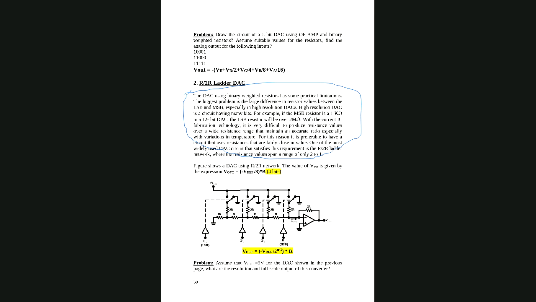So for example, assume I have a 12-bit DAC. Up till now we have seen 5-bit DAC, but with 12-bit, if the MSB resistor is 1 kilo ohm, the LSB will be more than 2 mega ohm. With current IC fabrication technology, it is very difficult to produce resistance values over a wide range that maintain an accurate ratio, especially with temperature variation, because when the temperature changes, resistance also changes. One resistance is 1 kilo and the other is more than 2 mega ohm.